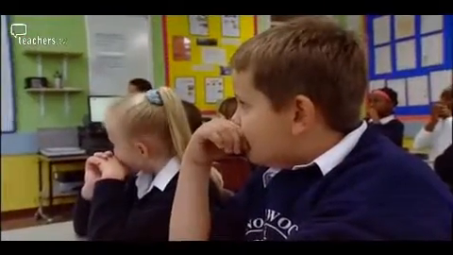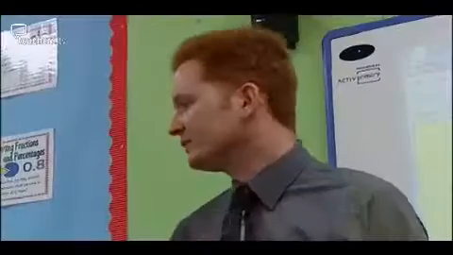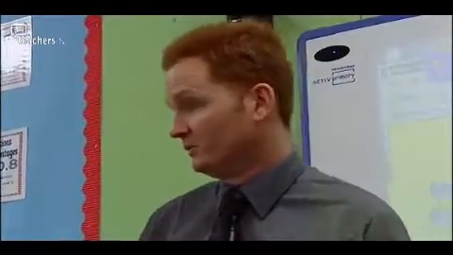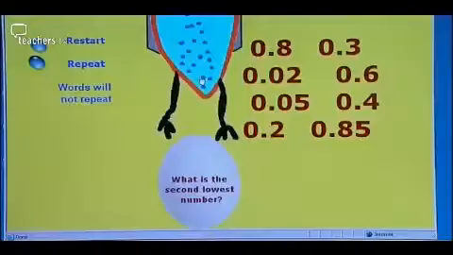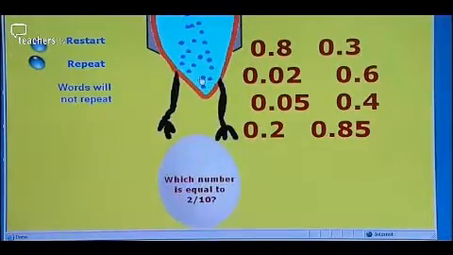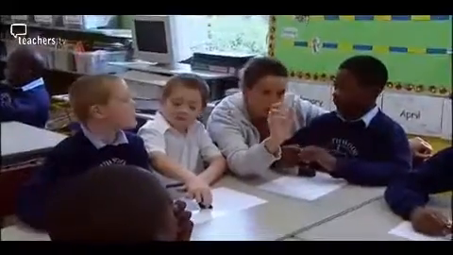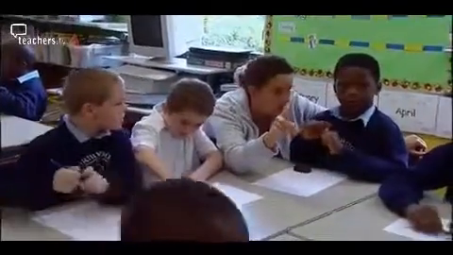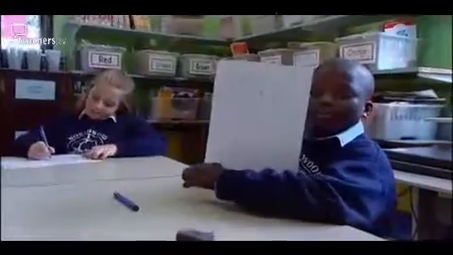To round up the lesson, Paul tests the pupils' translation of fractions into decimals using a multiple-choice quiz on the interactive whiteboard. Which number is equal to 2/10? 2. So it'd be 0.2. Good boy. And I'm looking round, and well done.